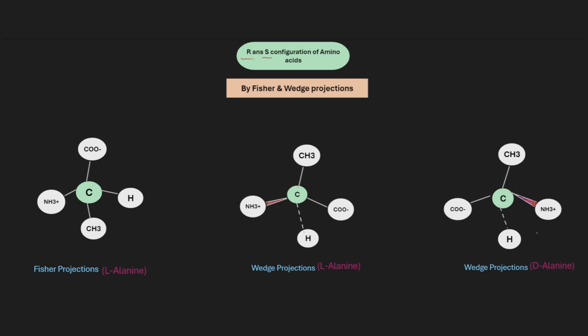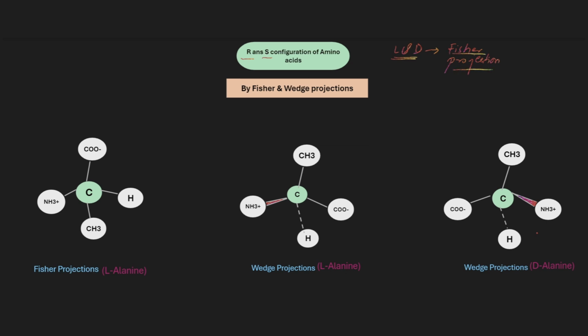We also briefly discussed the Fisher projections in our previous lecture, but we will have a detailed analysis of the Fisher projections in this lecture as well. But keep in mind that the L and D configurations, which we discussed in our previous lectures, these two enantiomers or these two forms of the amino acids, can be represented by the Fisher projections. So first of all, you have to know what the Fisher projections basically are.